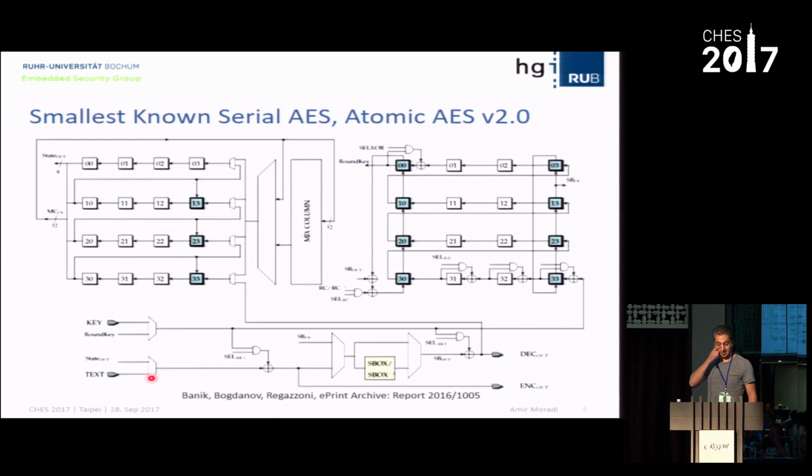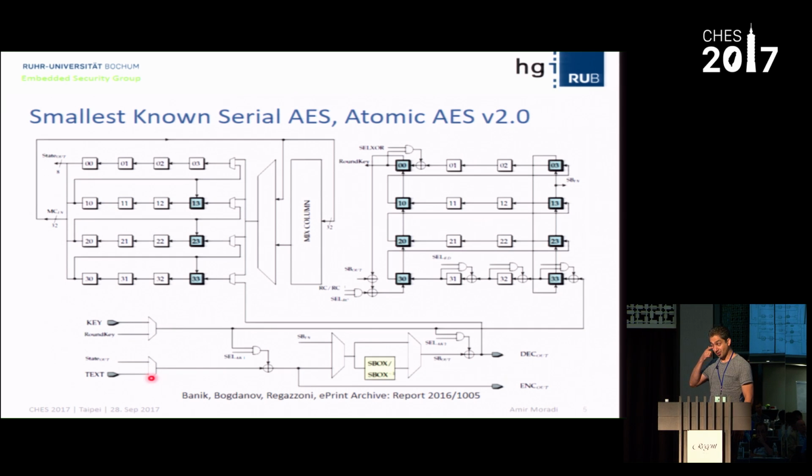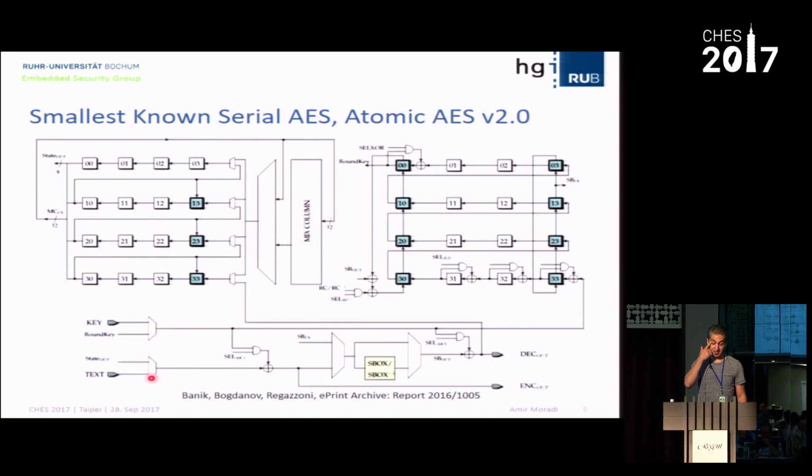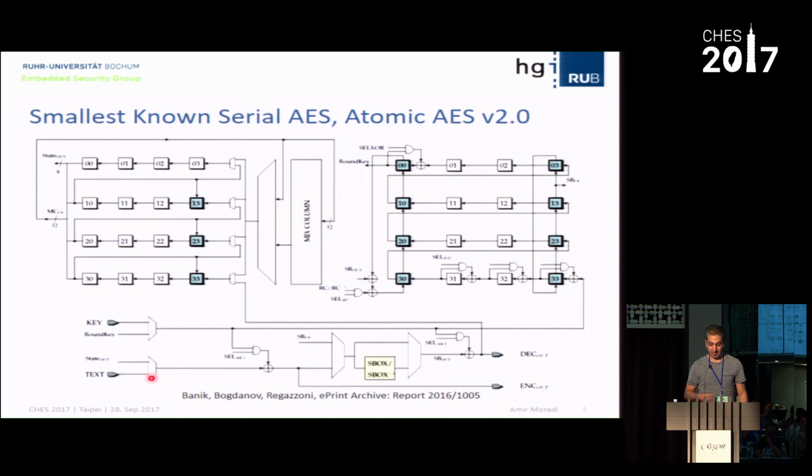Here is the schematic of the smallest known serial architecture of the AES, which is known as Atomic AES version 2. What you can see here at the left side is the state registers, which means that you have here 16 state registers, each of them 8-bit, 1 byte.